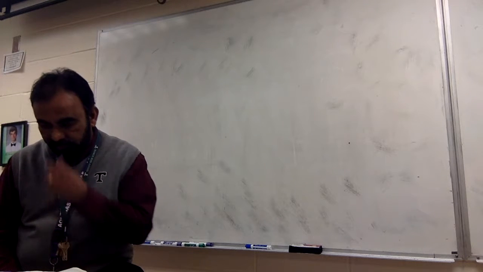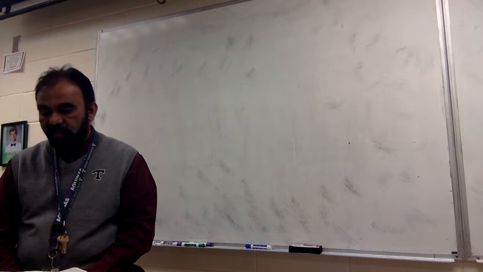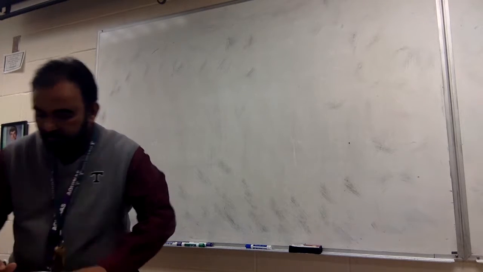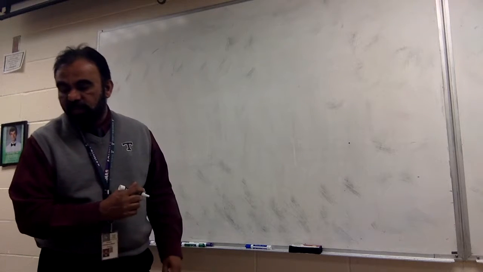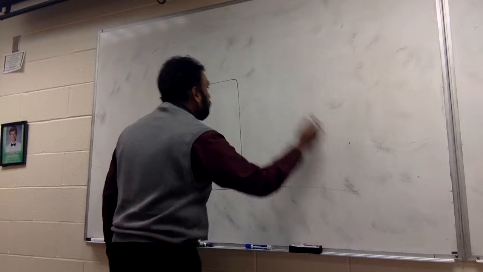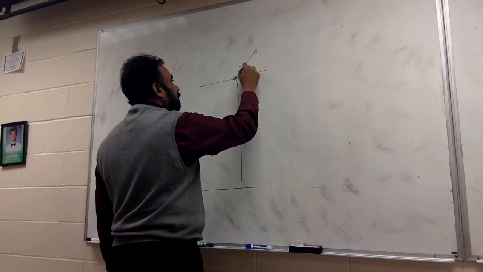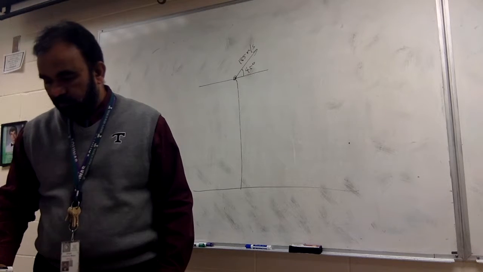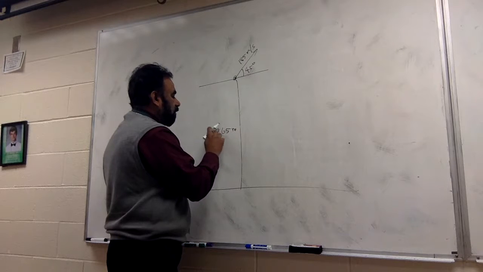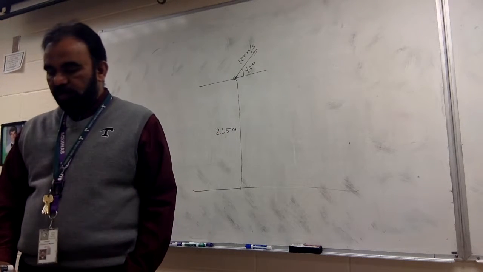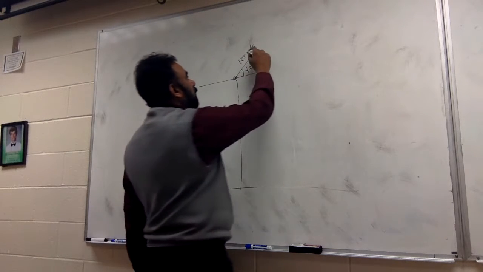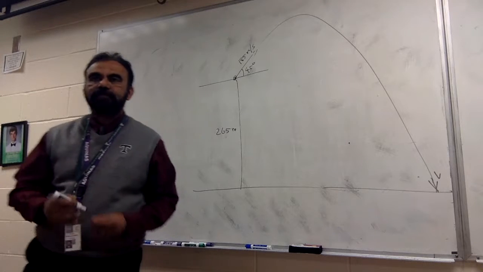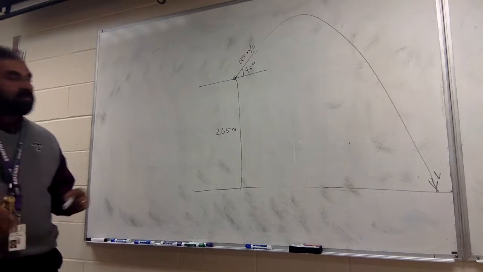Next one. A projectile is fired at an upward angle of 45 degrees from the top of a 265-meter cliff. So here's a cliff. The projectile is fired at a 45-degree angle at a speed of 185 meters per second from the top of a 265-meter tall cliff. And the question says, what will be its speed when it strikes the ground below? When it strikes here, what will be its speed? That's all that's given.